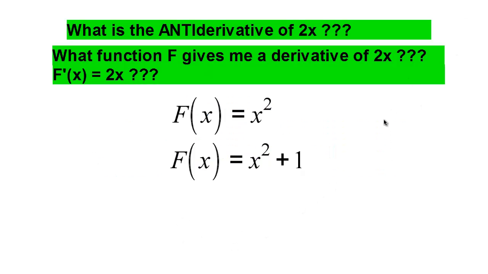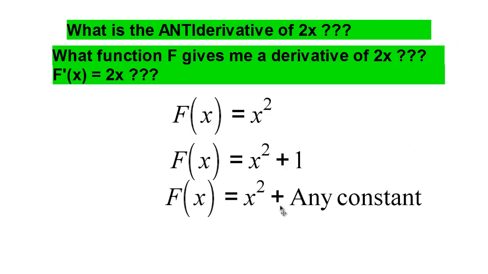But let's think about that for a second. What about x squared plus 1? If you took the derivative of that, you'd get 2x plus 0, or 2x. So both of these are antiderivatives of 2x. In fact, the antiderivative of 2x is x squared plus any constant. And we're going to call that any constant C, where C stands for any constant we want. So really, interestingly enough, there are an infinite number of functions that are the antiderivative of 2x. X squared plus any constant will give you that.